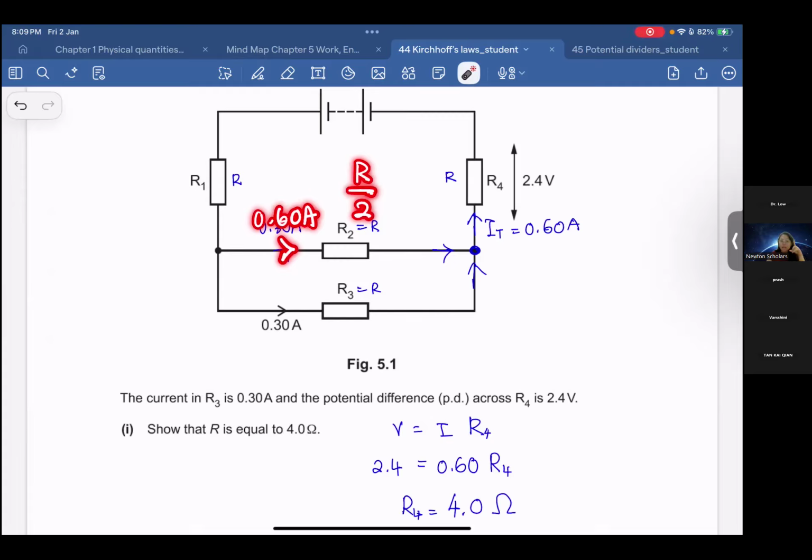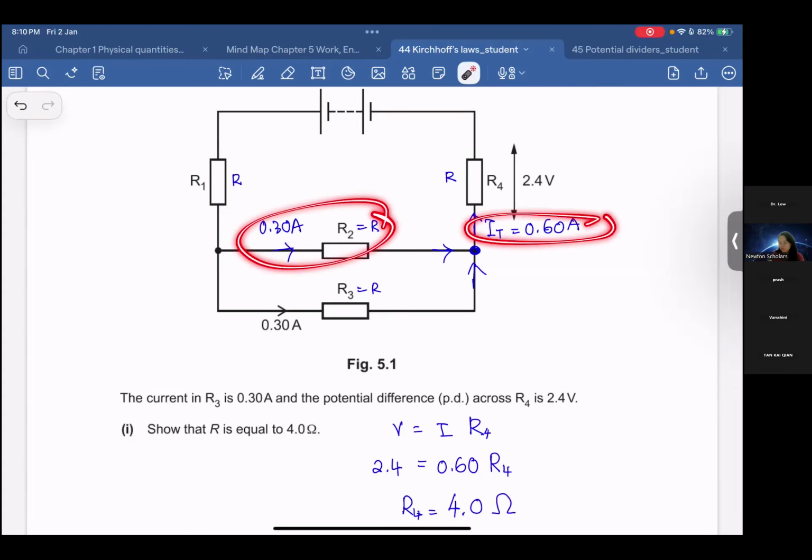This idea you have to know: if your resistance becomes half, the current will double up. If, let's say, this one is 2R, the resistance doubles, then what happens to your current? Your current should be half of it, because higher resistance limits the current to flow. So this one becomes 0.15 ampere. This concept you have to know: same resistance, same current; double the resistance, current will be half; half the resistance, current will double. So based on this knowledge, we can find the total current flowing through R4.